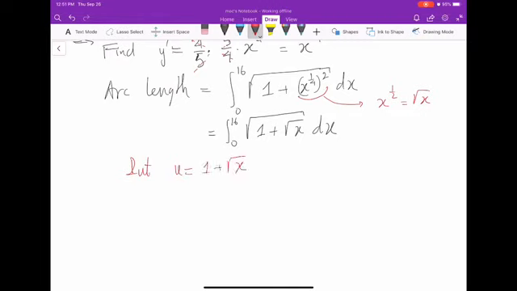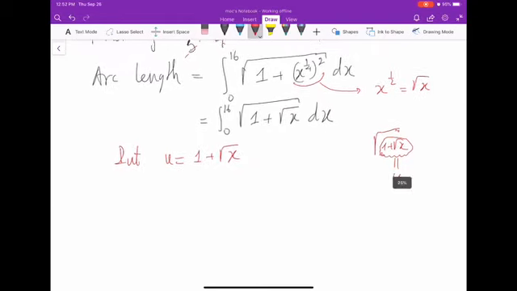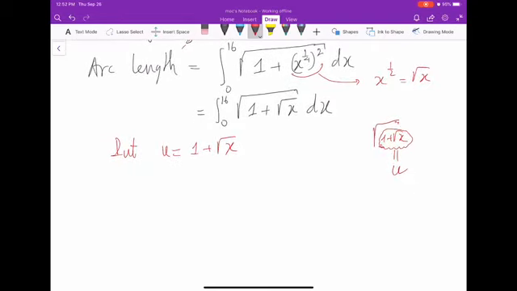The reason why I do this is because we know how to work with the square root, right? But in here, I have 1 plus square root of x. So basically, I probably need to do the substitution u equal to 1 plus square root of x. So that's why I put u equal to 1 plus square root of x, and try to rewrite the original integral in terms of u, okay?